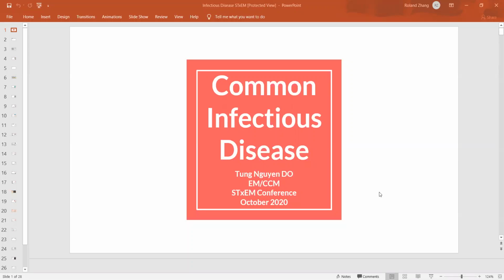But I'm going to be talking about common infectious diseases that we commonly see in the ER and the basic management of them. This is meant to be just an overall review, very basic. For each disease process, I would recommend that you read further just to familiarize yourself with the disease itself.